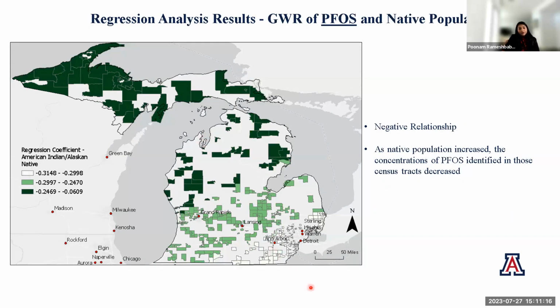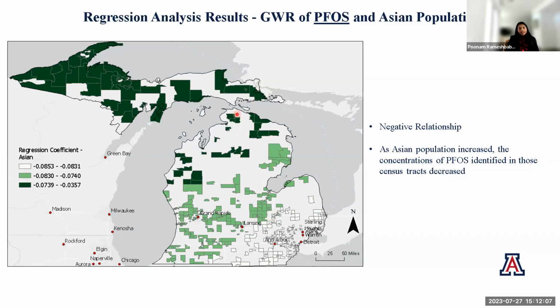Here are the model results of PFOS and native population, a negative regression coefficient again, and so basically when the concentrations identified in surface water increased, it was the opposite to what the population was. So when compared to PFOA, although the negative relationship is the same, the trend of the low to high values is slightly different in the lower peninsula, but it's very similar and relatively higher in the upper peninsula, which is where most of the native population, a significant native population, is located. And I believe areas of similar values or local clustered pattern can represent a strong relationship between variables.